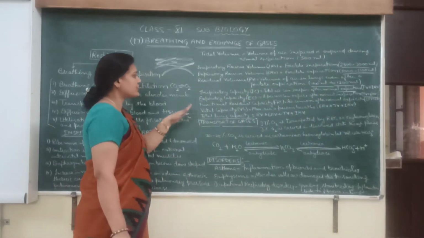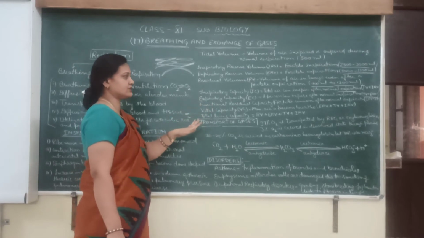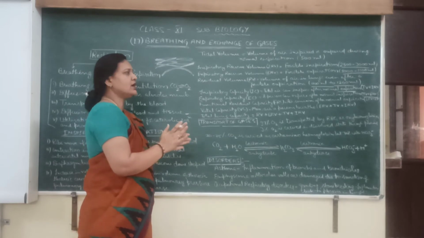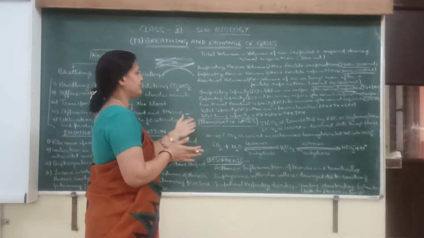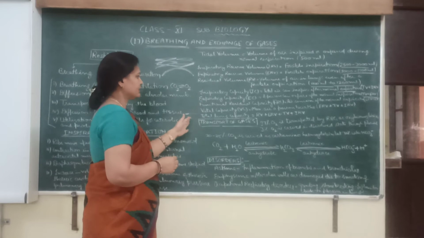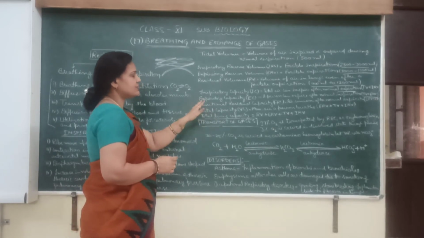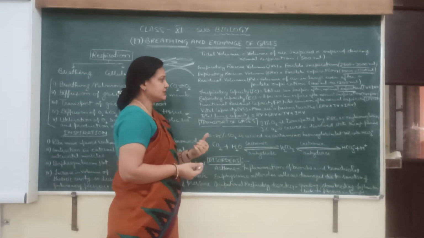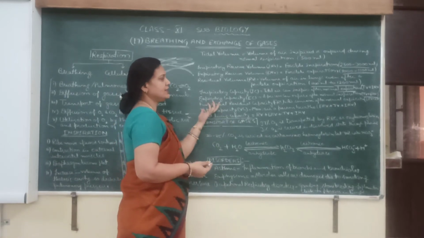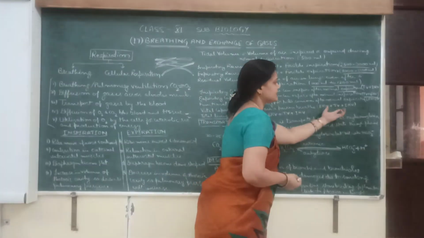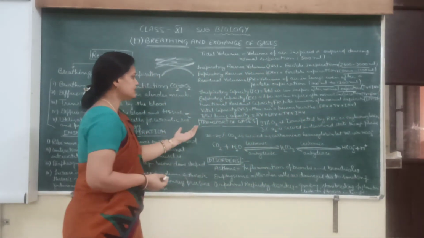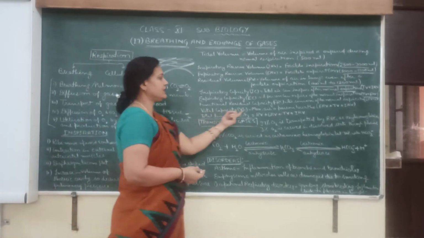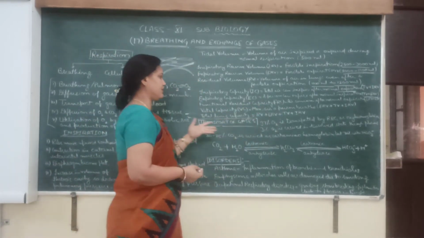And the next is functional residual capacity, FRC. Functional residual capacity is the air remaining after normal expiration. It is ERV plus RV. And vital capacity is the maximum volume of air a person can breathe. It is known as the vital capacity, and it is ERV plus TV plus IRV. And the last is total lung capacity. Total lung capacity is RV plus ERV plus TV plus IRV.